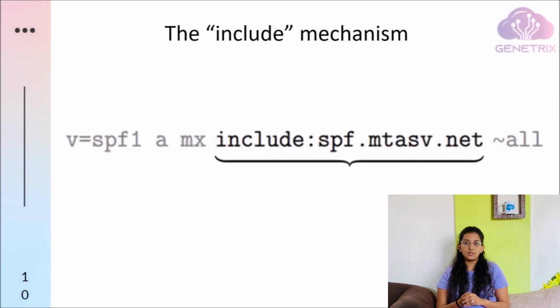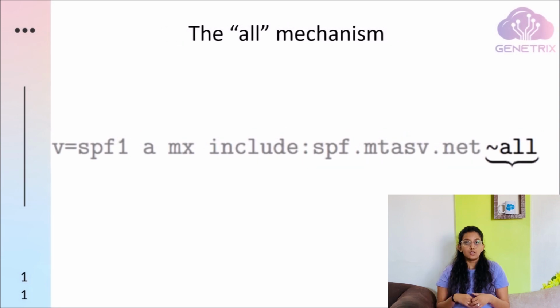The include mechanism. So let's say that I send an email from IP address 1.2.3.4 for the domain example.com. If the SPF record for example.com includes spf.mtasv.net and 1.2.3.4 passes against the SPF record for spf.mtasv.net, this mechanism will pass. The all mechanism. Now the all mechanism will match against everything, and in this case the result will be a soft fail for everything that gets to this point.